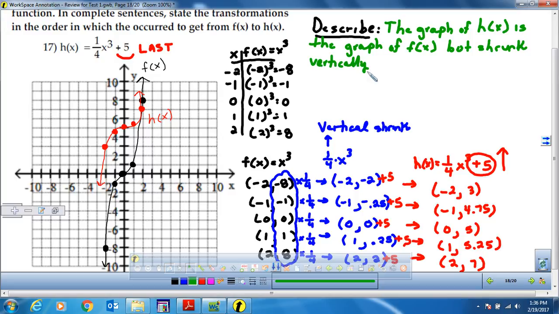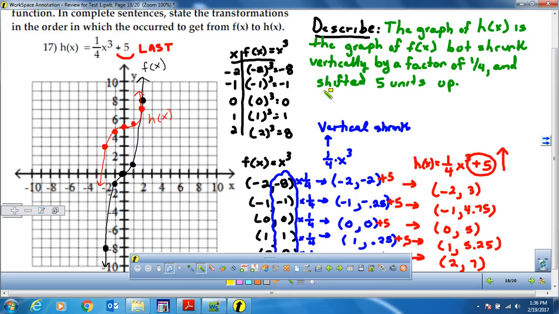And when you do the vertical stretch or shrink, you have to complete the sentence with this. You have to say shrunk vertically by a factor of 1/4, which means by multiplying the y values by 1/4, comma, and the second transformation was that it was shifted 5 units up or upward. And that completes this problem.